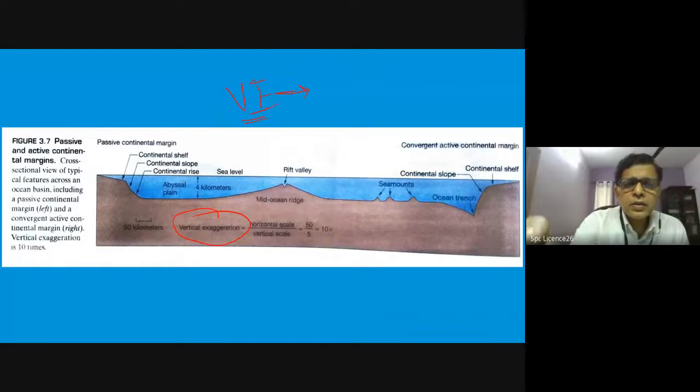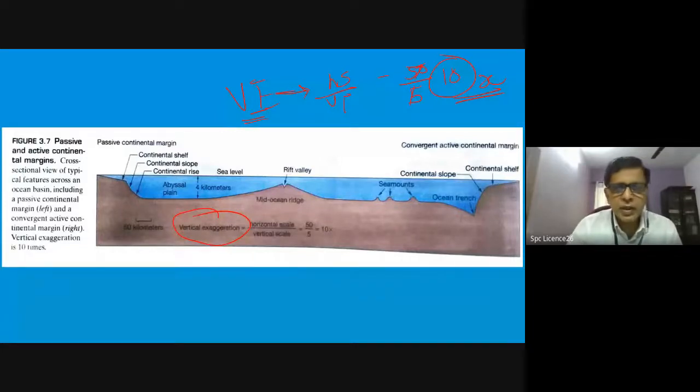This is the horizontal scale upon the vertical scale. What is the horizontal scale? Let us say it is 50 kilometers per centimeter, and let us say it is 5 kilometers per centimeter vertically. So if you work out this ratio, the exaggeration is around 10 times.